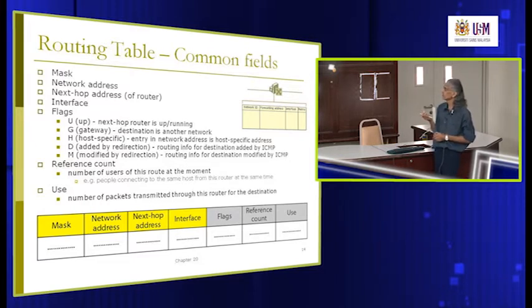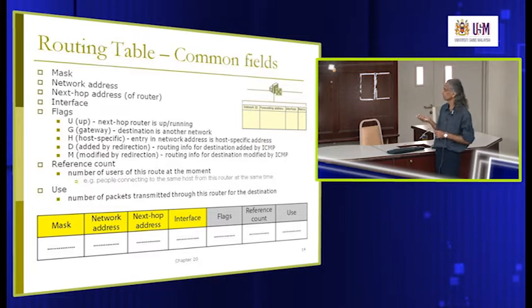G means it's for gateways, to say whether the gateway address is another network and not a router. The next hop is not a router, but another network. We can also have a host-specific flag, but forget about all this, it's not very important. It says whether this network address is a specific host address or not.